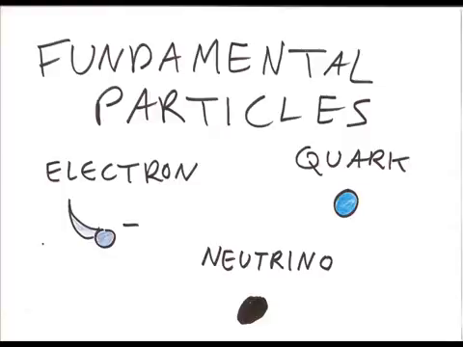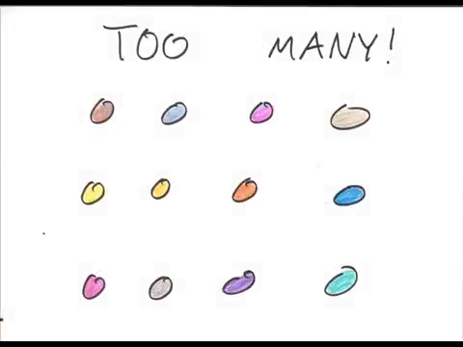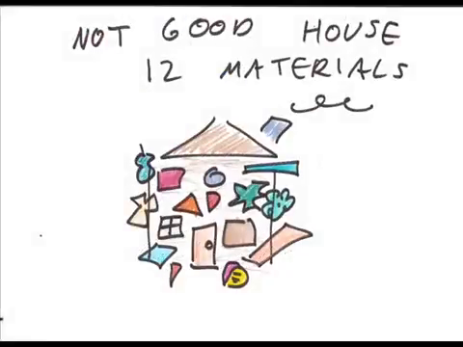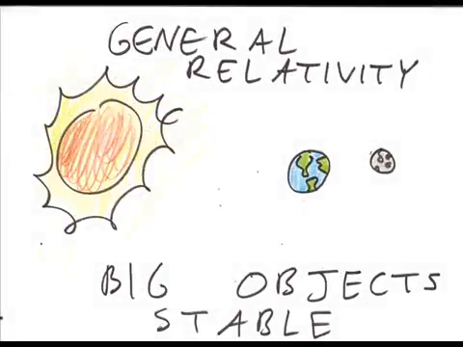The problem is that there are over a dozen different fundamental particles. To have this many fundamental particles is like having a dozen different building materials in the walls of a house. This is not good. Another problem is that there are two theories to explain motion in the universe.